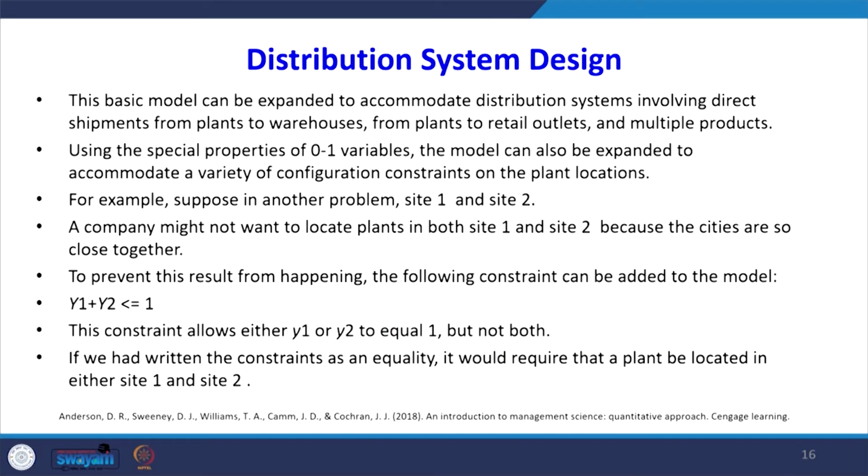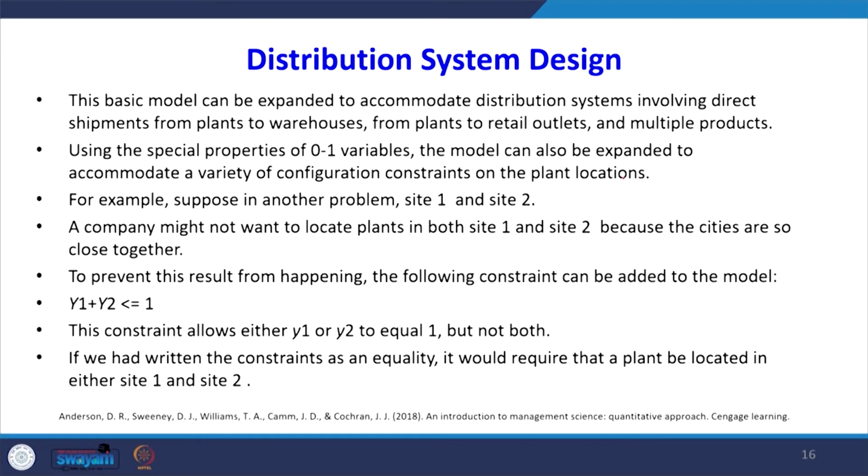This basic model can be expanded to accommodate distribution systems involving direct shipment from plant to warehouse, from plant to retail outlets, and multiple products. How to consider that? We just have to include a direct arc from the plant to the demand center. Using the special properties of 0-1 variables, the model can also be expanded to accommodate a variety of configurations, such as constraints on the plant location.